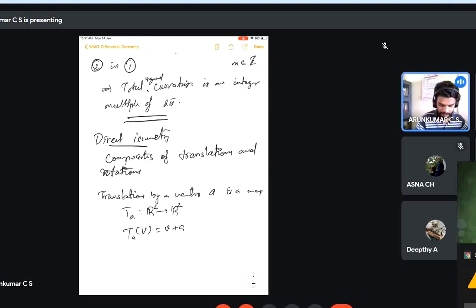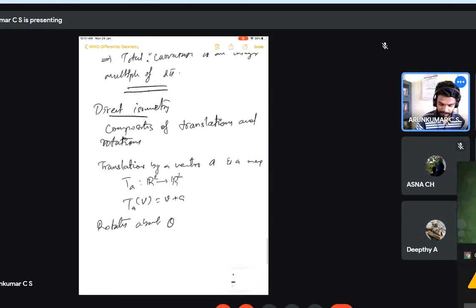And rotation should be about some fixed angle, an angle theta.